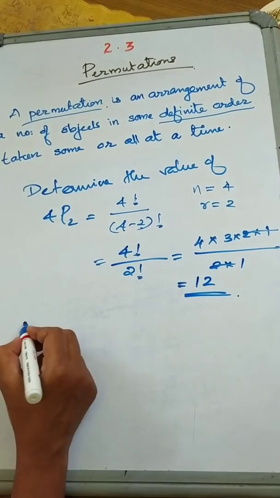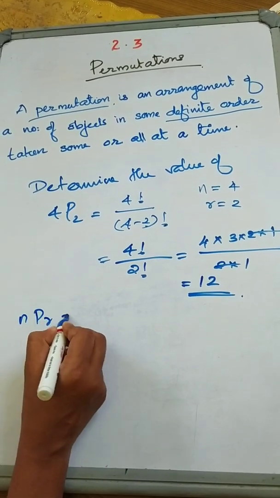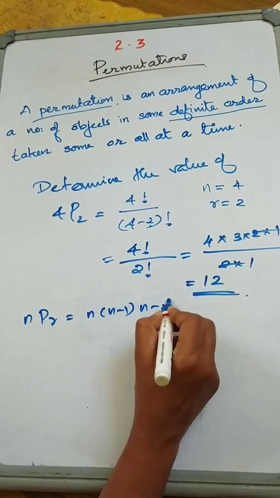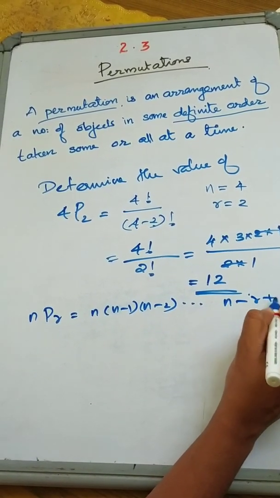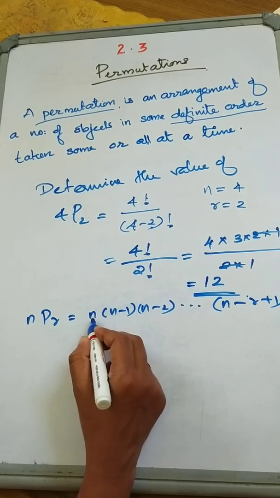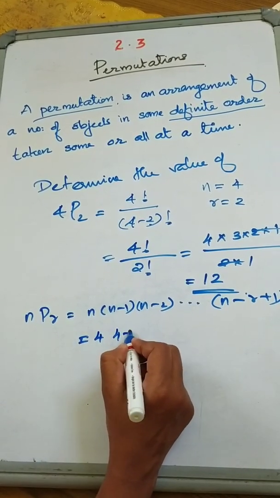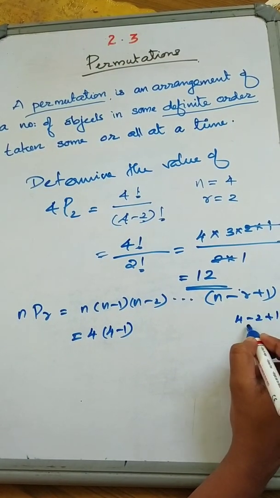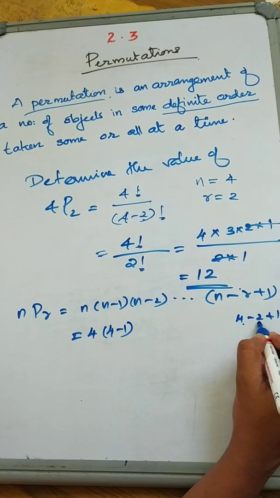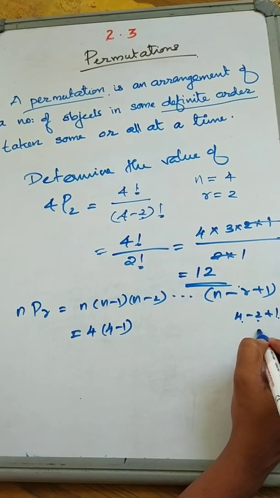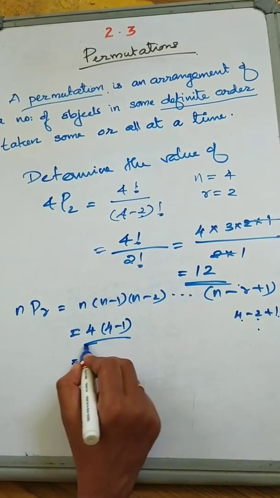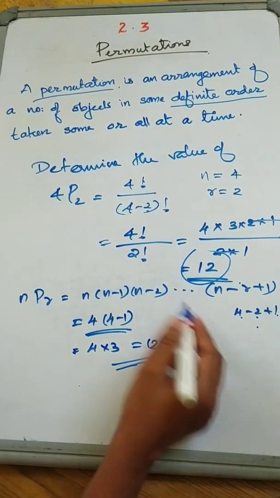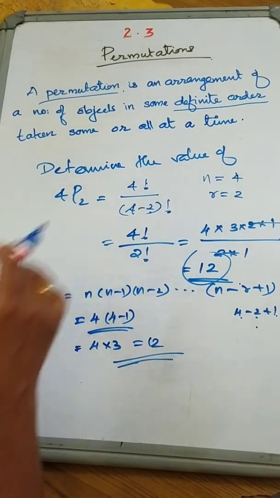Otherwise, we can also write nPr as n into n minus 1 into n minus 2 into etc., n minus r plus 1. Look here: n is 4, so 4 into 4 minus 1 into, and r is 2, so 4 minus 2 plus 1. What is 4 minus 2 plus 1? 4 minus 2 is 2, 2 plus 1 is 3. So it goes up to 3. So 4 into 3. The same thing we got here. So in any way we can calculate the value. That is 4P2.